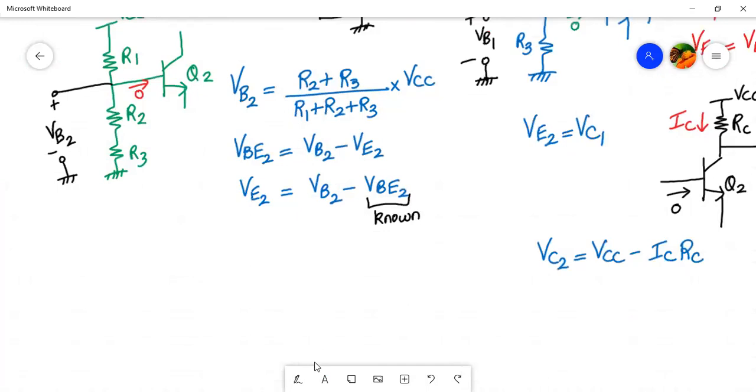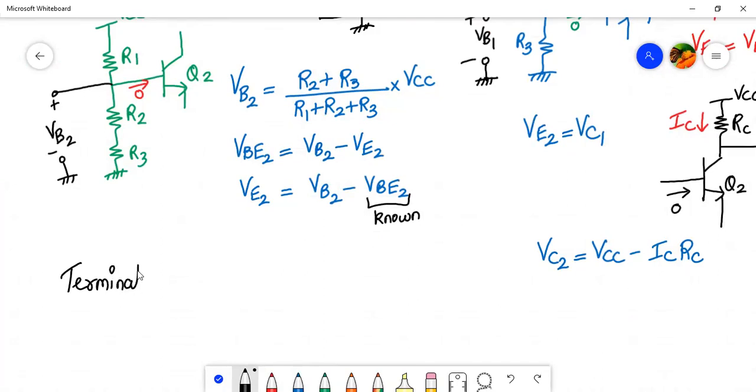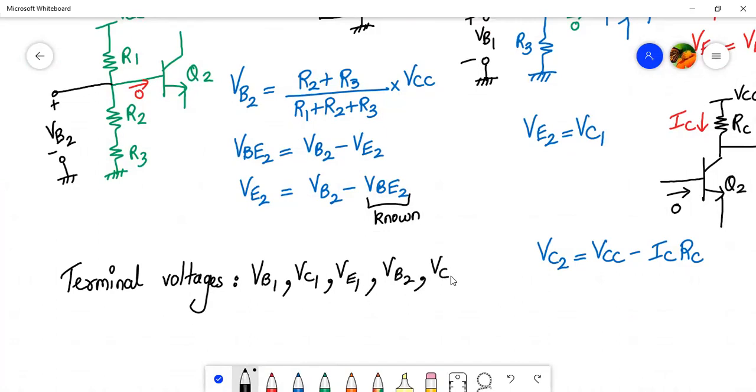So let me write in summary what are the terminal voltages we have to calculate if we are given a cascode amplifier. We are interested in VB1, VC1, VE1 for the Q1 transistor, and VB2, VC2 and VE2, right?